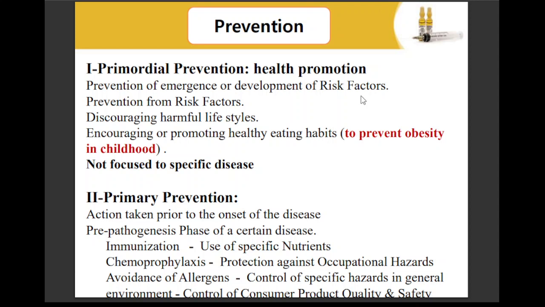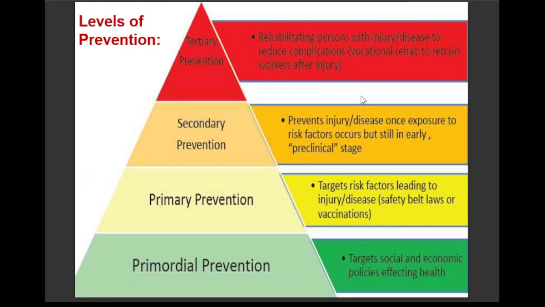So herein there is no specific focus on a particular disease, but in general, so as to avoid the infection of any type of causative agent. This type of prevention can be considered primordial prevention. Then primary prevention identifies and targets the risk factor leading to a particular type of disease or injury.